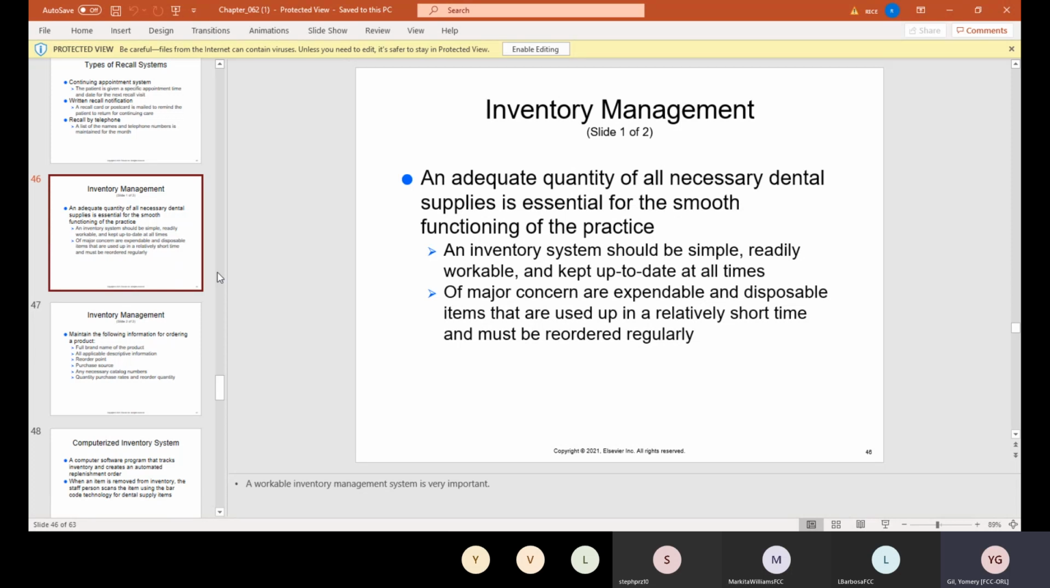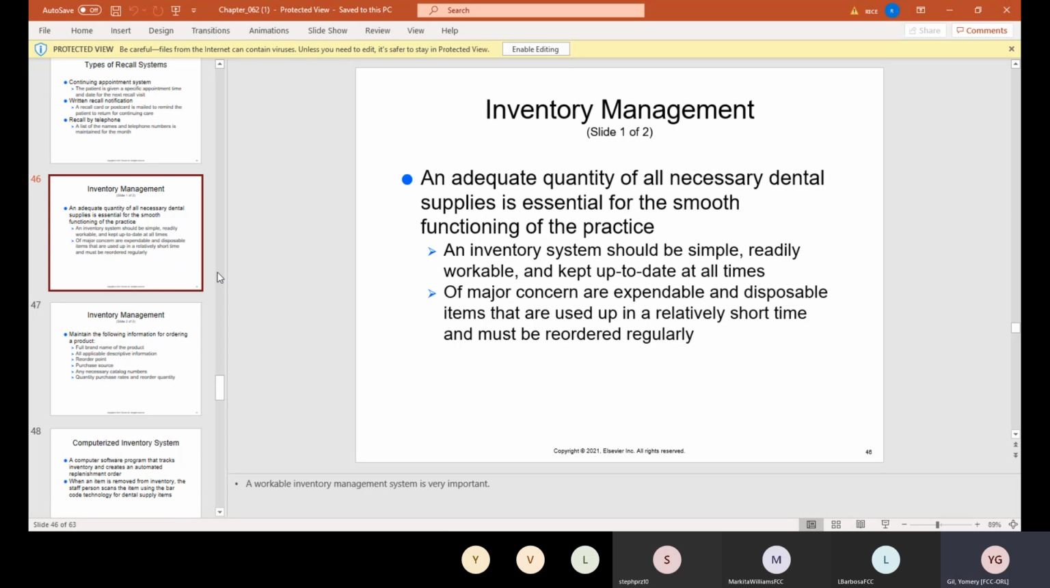Inventory management, okay? An adequate quantity of all necessary dental supplies is essential for the smooth functioning of the practice. An inventory system should be simple, readily workable, and kept up to date at all times. Of major concern are expendable and disposable items that are used up in a relatively short time and must be reordered regularly. Sometimes doctors will have a team lead or a head assistant, and that head assistant is in charge of ordering supplies, etc.